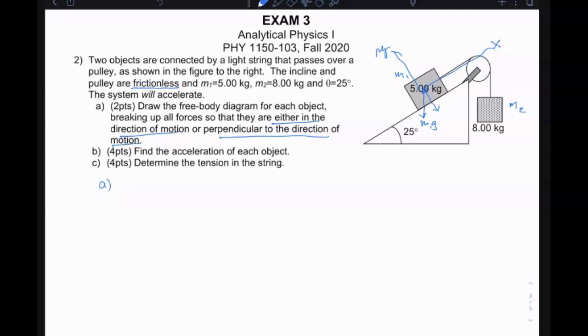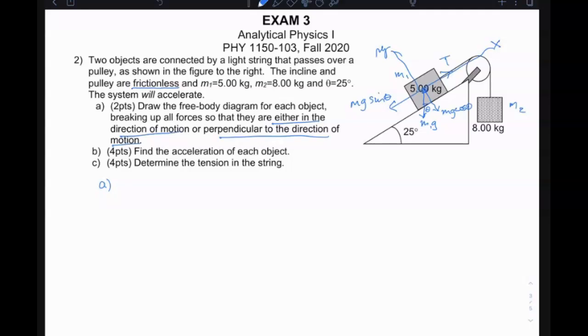And the component of the weight along the y direction is mg cosine theta. This is theta. And the component of the weight acting in the direction of motion is in the minus direction. That's mg sine theta. And the tension is acting up the incline.